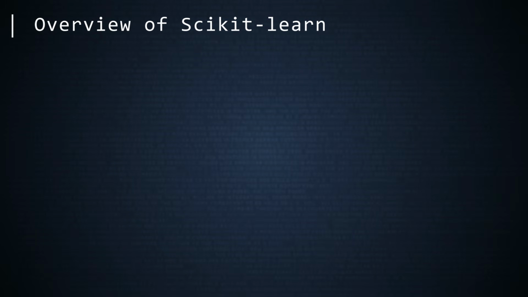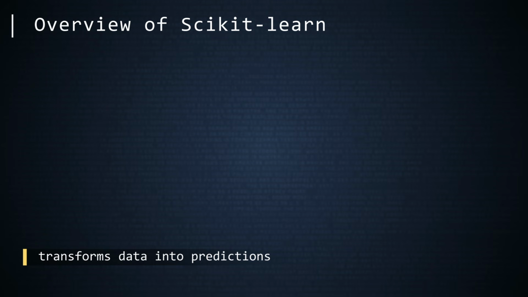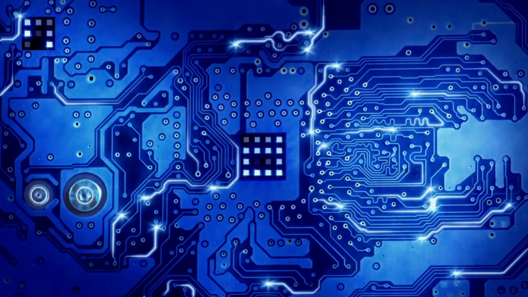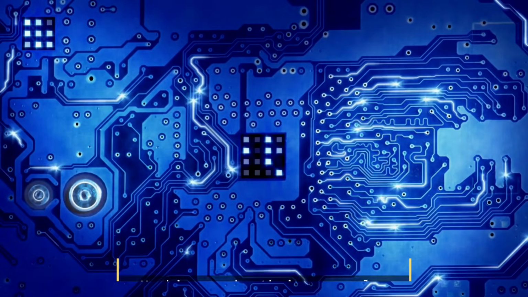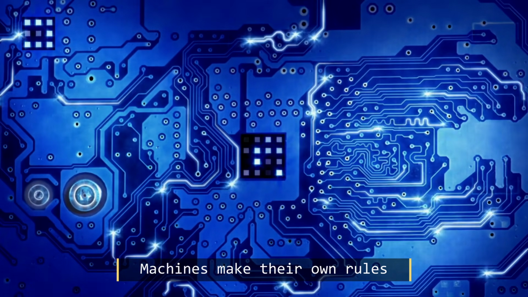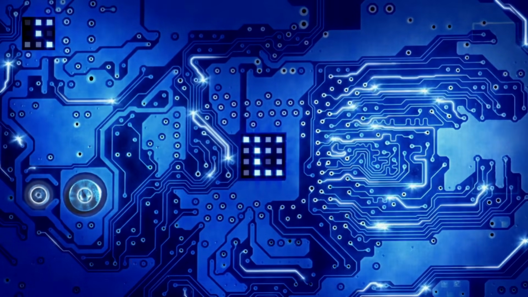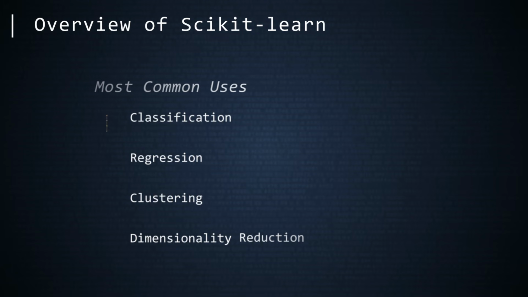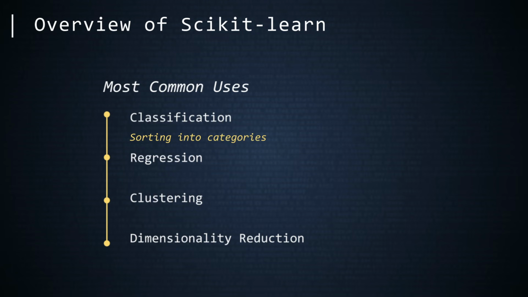Scikit-Learn is a machine learning library that transforms raw data into actionable predictions. Unlike traditional programming where humans write explicit instructions, Scikit-Learn enables machines to derive their own rules from data. Among its many capabilities, the library's most commonly used tools are for classification, sorting items into categories; regression, predicting numerical values; clustering, grouping similar items; dimensionality reduction, simplifying complex data.